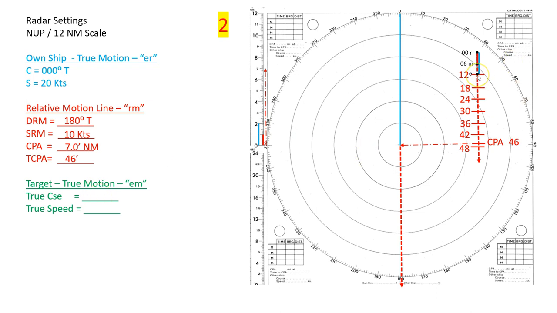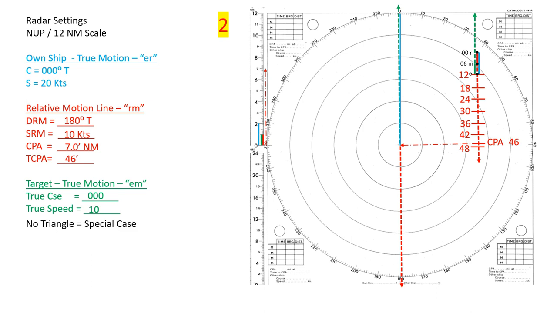To get that, I'm going to go from E to M. So E to M right here, E to M right there. They're going north, 000. And the magnitude of E to M, if I bring that over here and measure it, is one nautical mile in 6 minutes. I just move the decimal over 1, and I get my speed of 10.